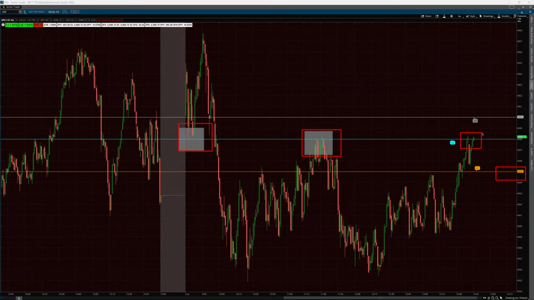So note that SPX has been trading up and down around the volatility trigger. That gamma volatility flip level has definitely been in play for today.